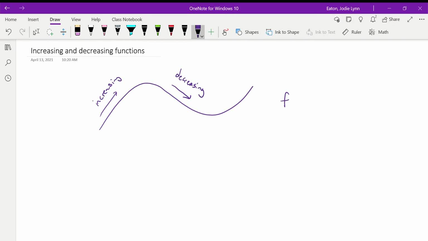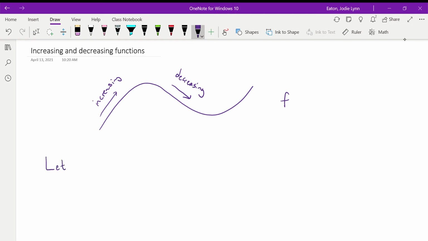So if you think about the slope of the tangent line, when f is increasing, those tangent line slopes are going to be positive, and when f is decreasing, the slopes of our tangent lines are going to be negative. So we can use this information to help us determine when our function is increasing and decreasing.